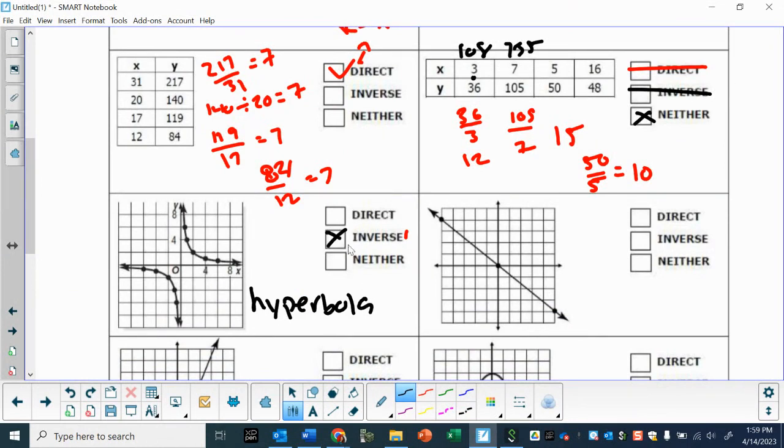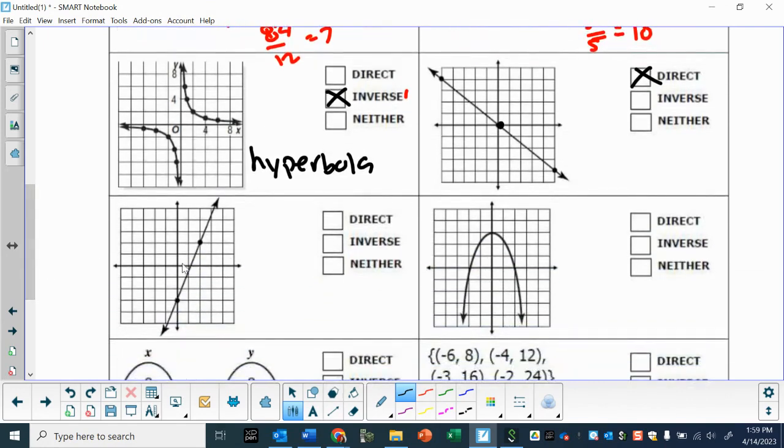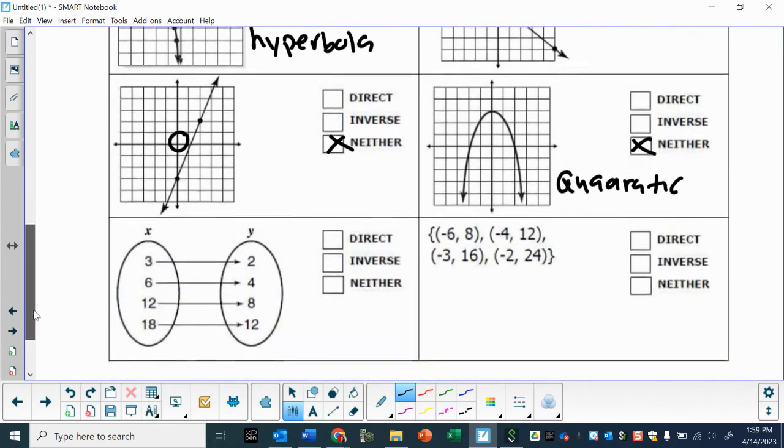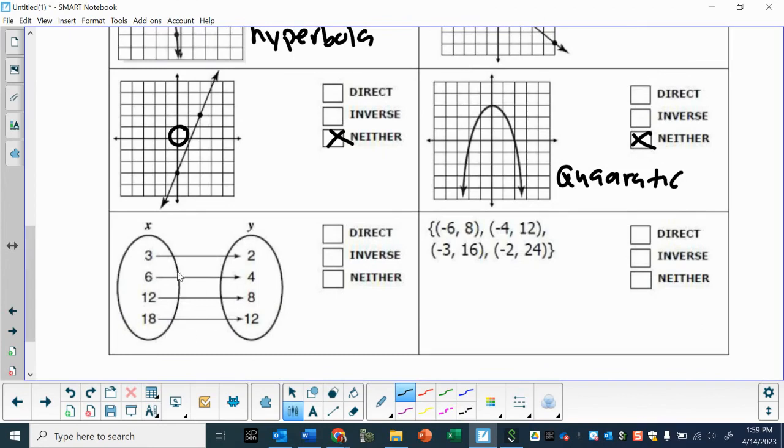The graph of a hyperbola is inverse variation. A straight line through the origin is direct variation. This does not go through the origin, and it's not a hyperbola, so it's neither. This is a quadratic. A quadratic equation is not direct or inverse. This one, if we do x times y equals k, this would be inverse. Y divided by x equals k would be direct.